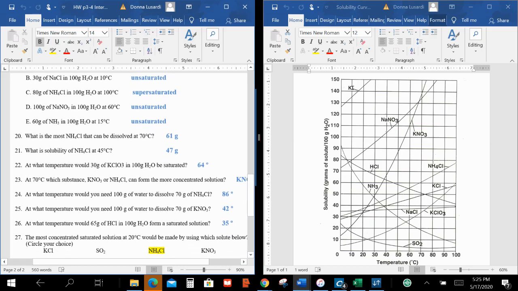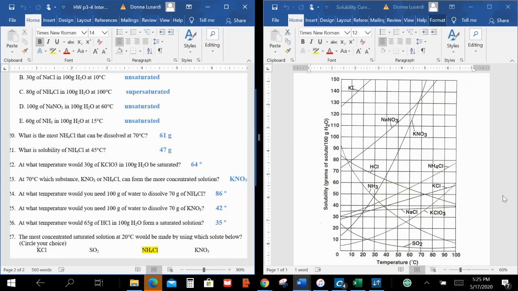At 70, which can form the more concentrated solution, KNO3 or NH4Cl? If I look at 70 degrees, is it KNO3 or NH4Cl? NH4Cl, I can dissolve about 60. KNO3, I can dissolve about 140. So KNO3 would form the most concentrated solution.